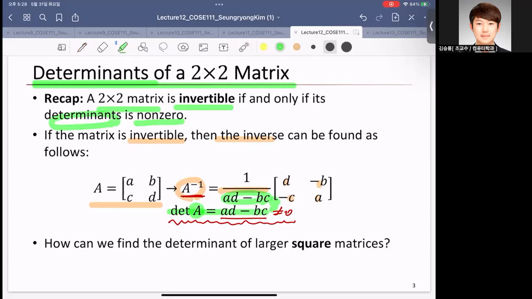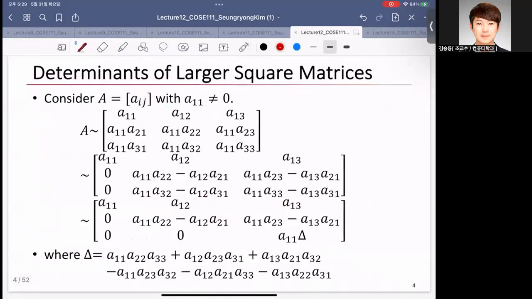Then the question is, okay, so 2x2 cases, we can easily find out ad minus bc. It was just the definition. Then the question is, how can I find the determinant of a larger scale matrix? For example, like 3 by 3 or 4 by 4 or so on. This is the determinant of the larger matrix. All right.